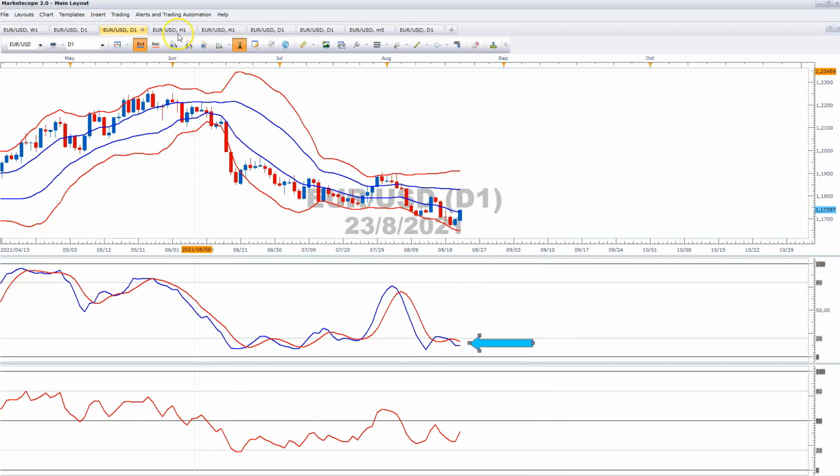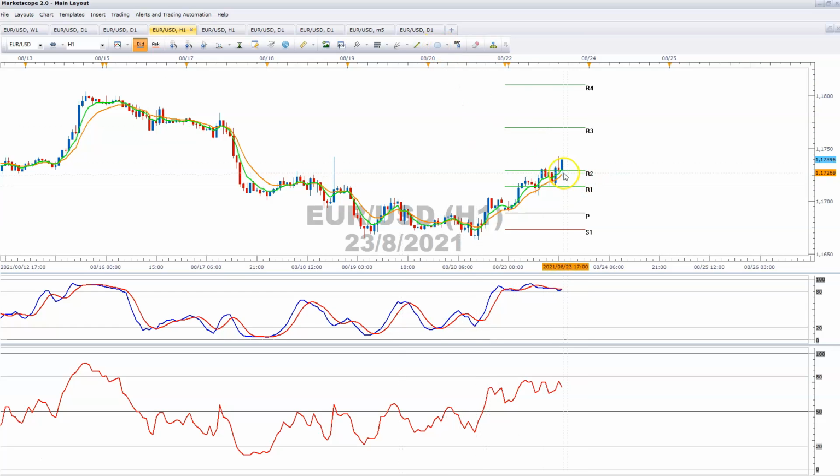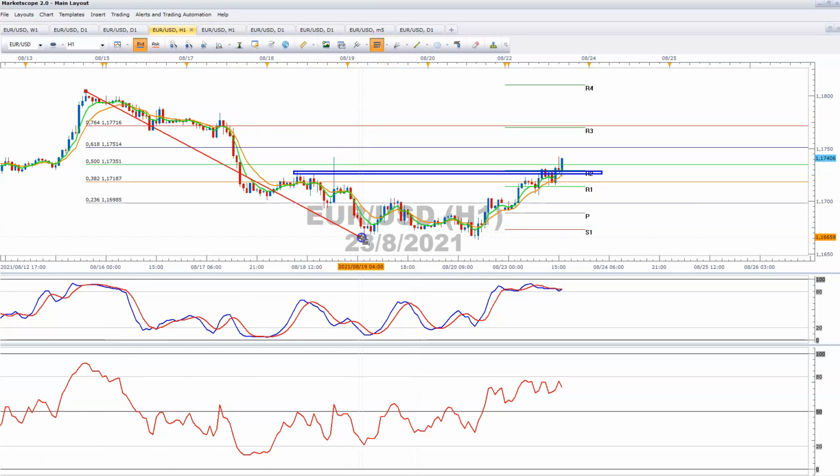Let's just go down to the hourly, and on the hourly chart, what we'll do here is we'll just point out that we're at the R2 pivot. That overlaps with price resistance. So there's a confluence of resistance there, and this is also a fib level. So we're around about the 50% fib, so triple confluence.